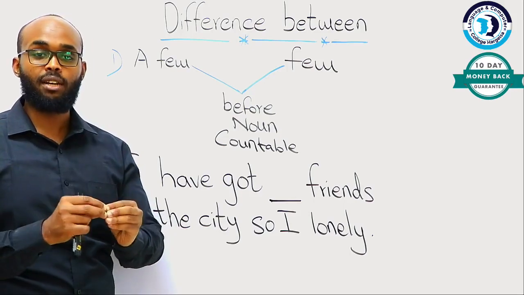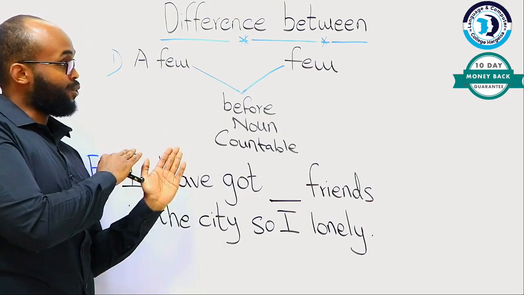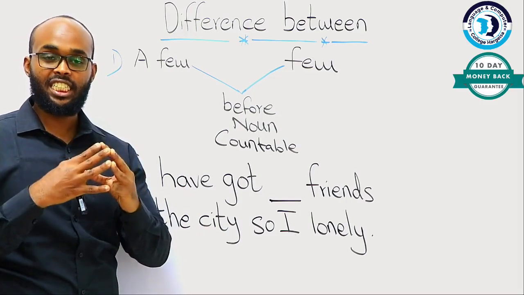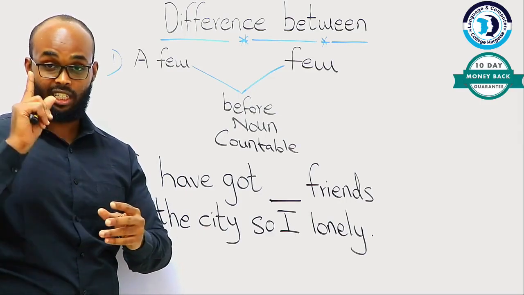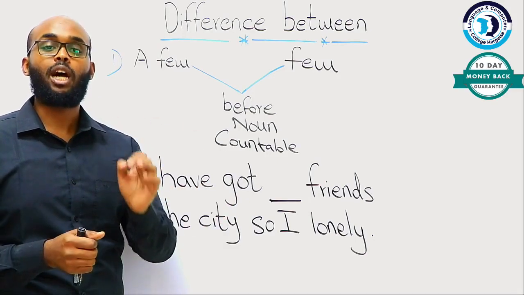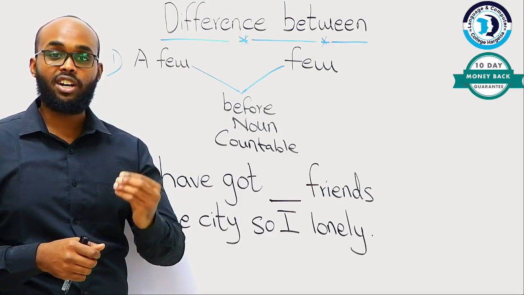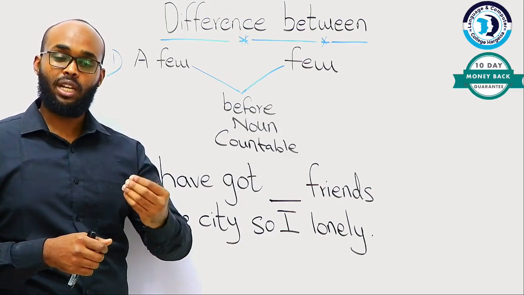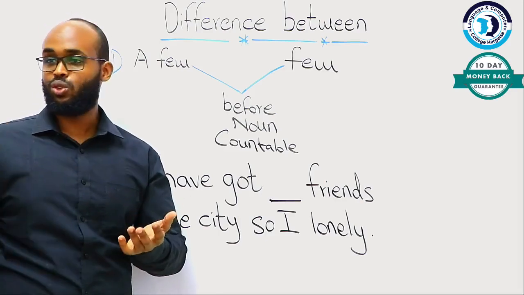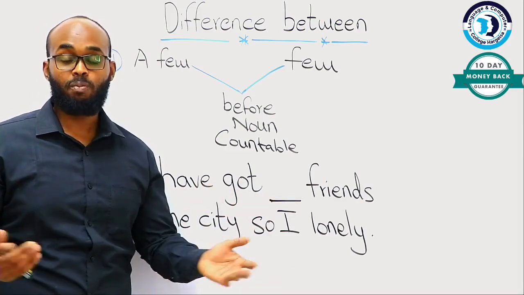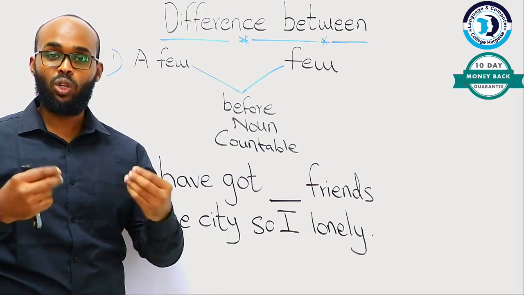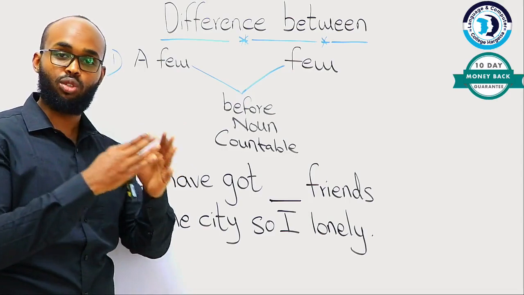The only thing you need to understand is that a few and few come before a noun. Okay, not all kinds of nouns, but countable nouns. If it's something you can count, for example, chair: 1, 2, 3, 4, 5, 6 chairs. So if you can count, then that is a countable noun.